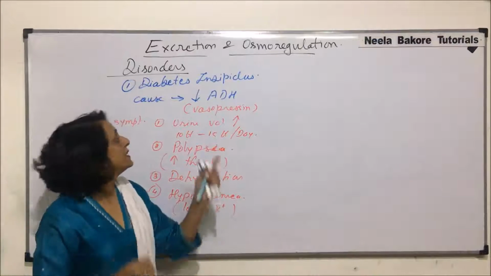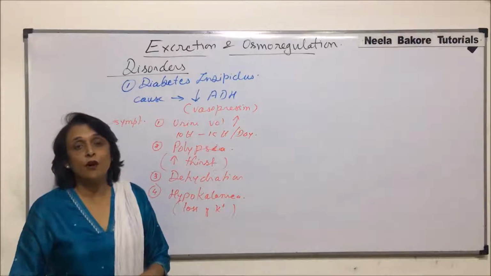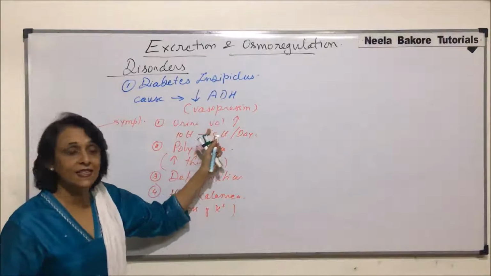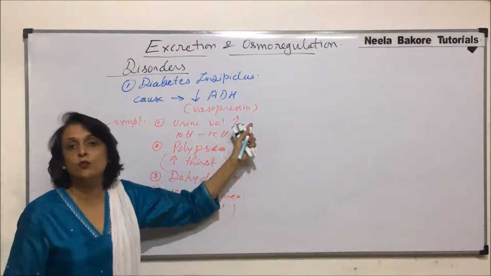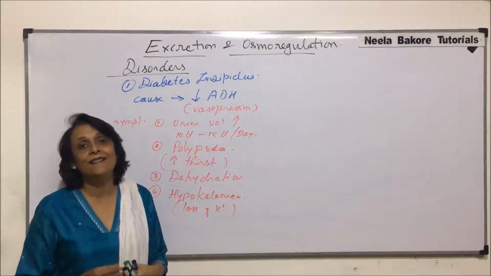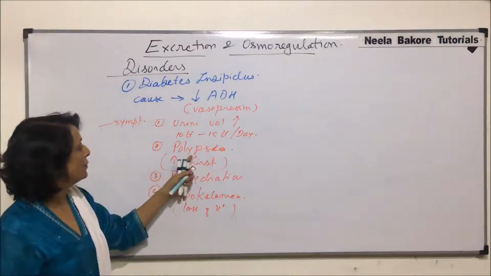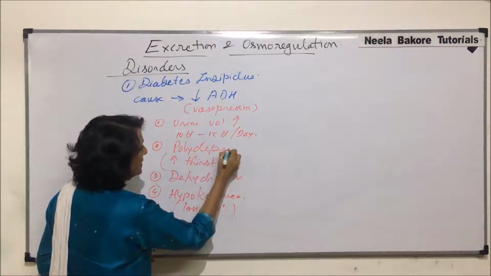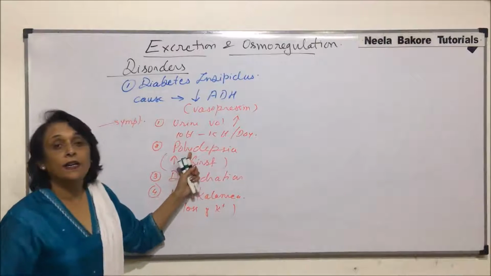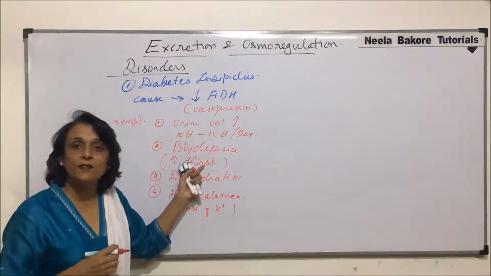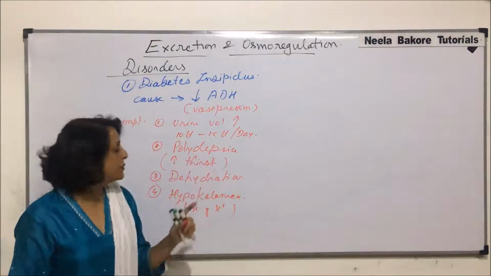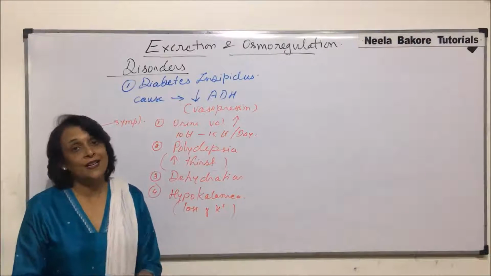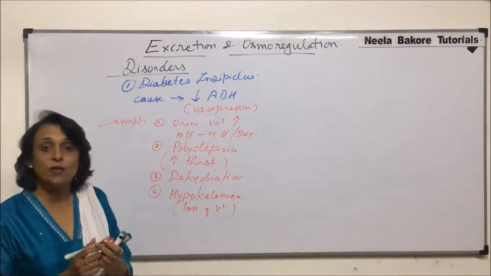So, the condition is one, that is diabetes insipidus. The reason for it is reduced level of ADH or vasopressin. In this, the urine volume is going to increase because ADH would not be synthesized or would be less. And this would cause an increase in urine volume. So, increased urine volume would result in an increase in thirst, and this is known as polydipsia. Dehydration is also a factor which can be caused, and excessive loss of calcium ions. So, this is one disorder which we can talk about.